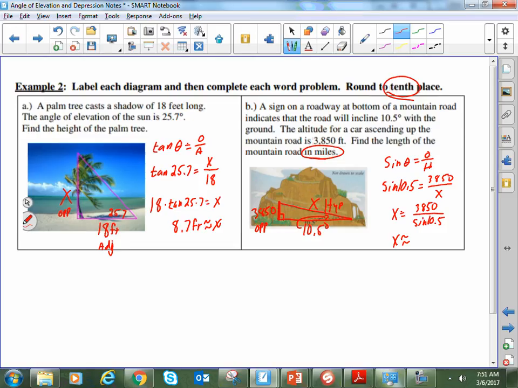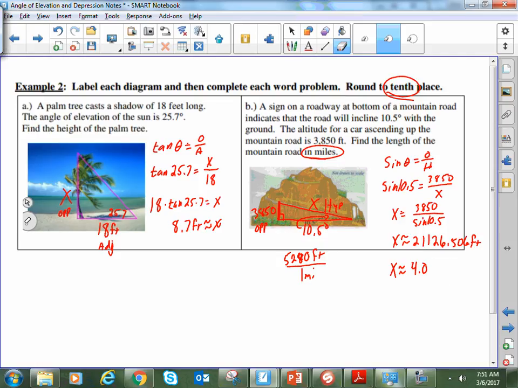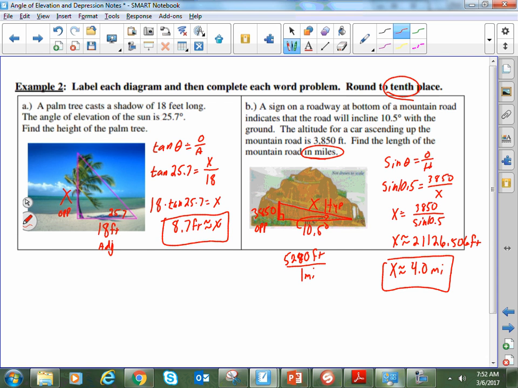So that gives me x to be approximately, typing into your calculator here, approximately 21126.506 feet. So that's how many feet it is. So we want to know how many miles it is. So there's 5,280 feet per 1 mile. So I'm going to take the 21,126 feet, and I'm going to divide that by 5,280. So that will give me x in miles to be right about, not 4 feet, right about 4 miles, which sounds pretty reasonable for a length that you might be driving. There we go. All right.